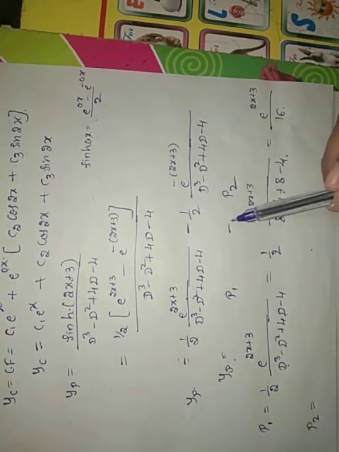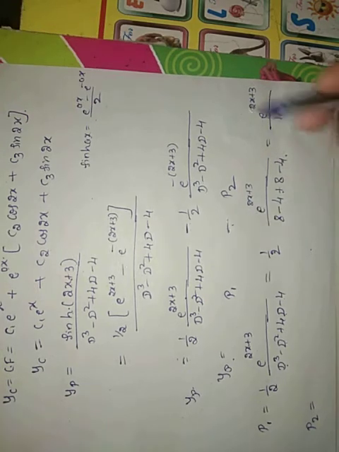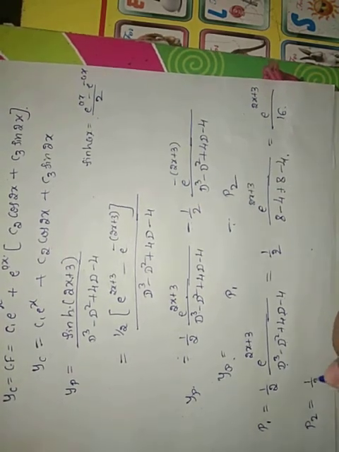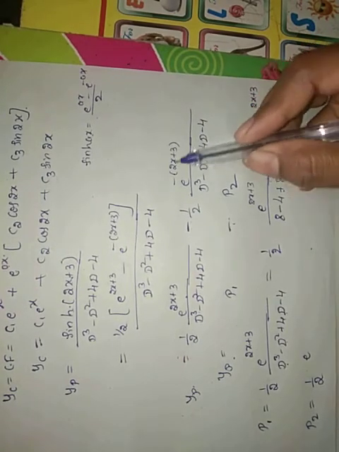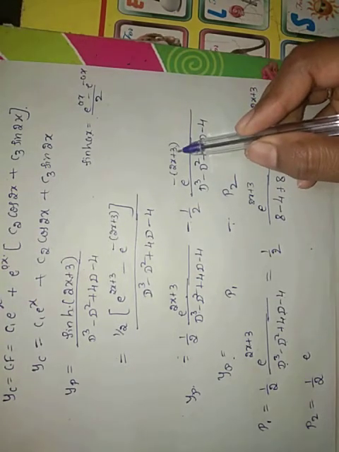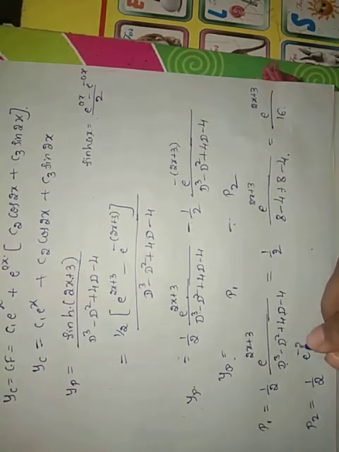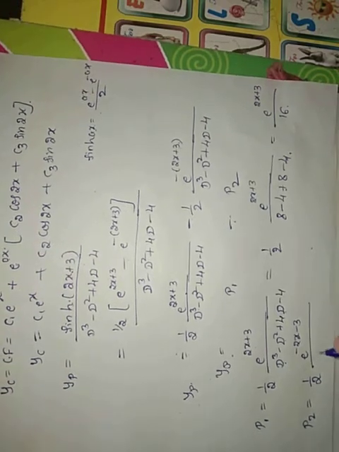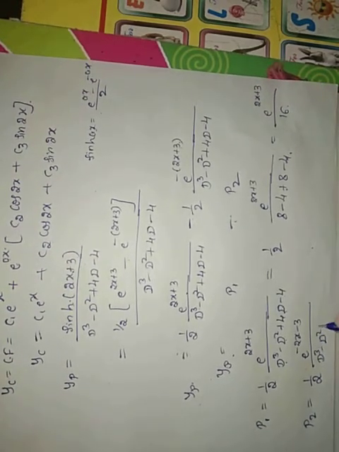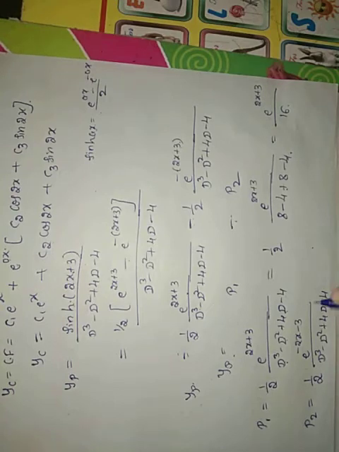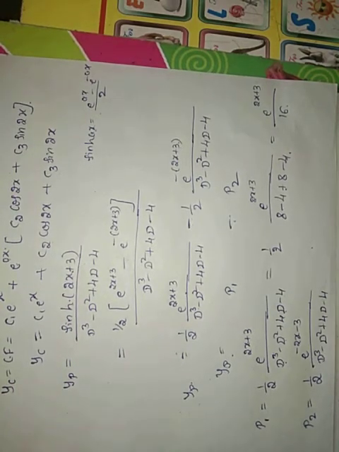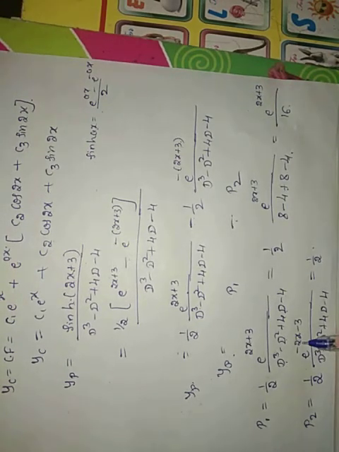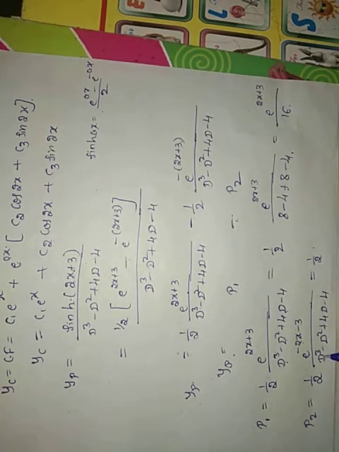P2 is here. Leave this minus sign, don't consider the minus sign; at the end we take it in the simplification. So take this only: 1 by 2 e raised to minus of 2x plus 3. Open the bracket here: minus 2x minus 3, divided by D cube minus D square plus 4D minus 4. That is equal to 1 by 2. The coefficient of x is minus 2, so replace D by minus 2.